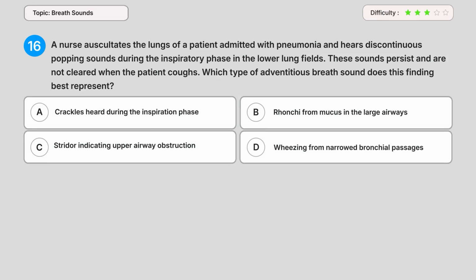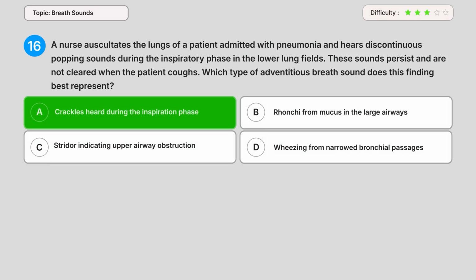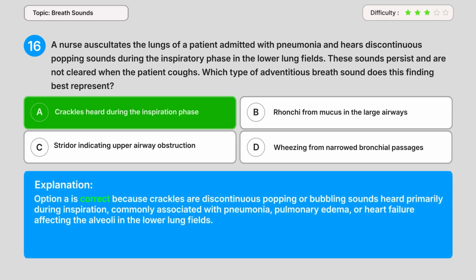Correct answer: A. Crackles heard during the inspiration phase. Explanation: Option A is correct because crackles are discontinuous popping or bubbling sounds heard primarily during inspiration, commonly associated with pneumonia, pulmonary edema, or heart failure affecting the alveoli in the lower lung fields.